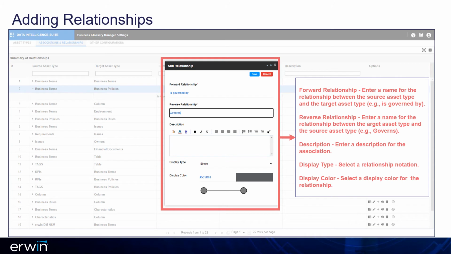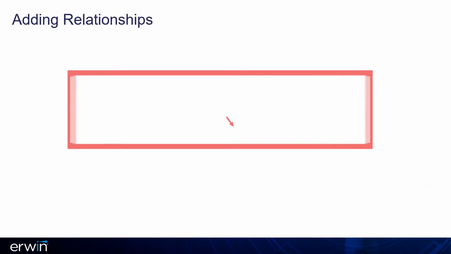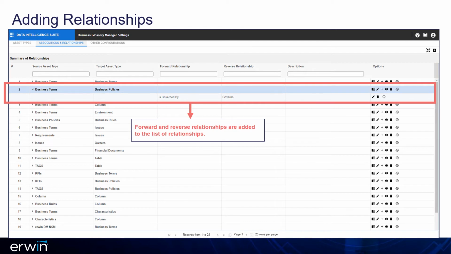Forward relationship. Enter a name for the relationship between the source asset type and the target asset type. Example: is governed by. Reverse relationship. Enter a name for the relationship between the target asset type and the source asset type. Example: governs. Description. Enter a description for the association. Display type. Select a relationship notation. Display color. Select the display color for the relationship. Forward and reverse relationships are added to the list of relationships.